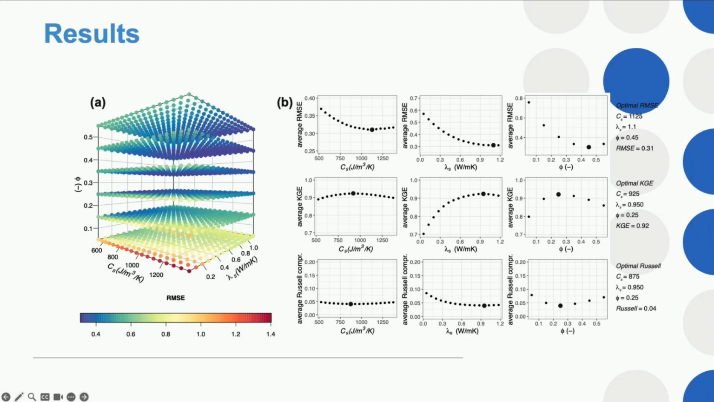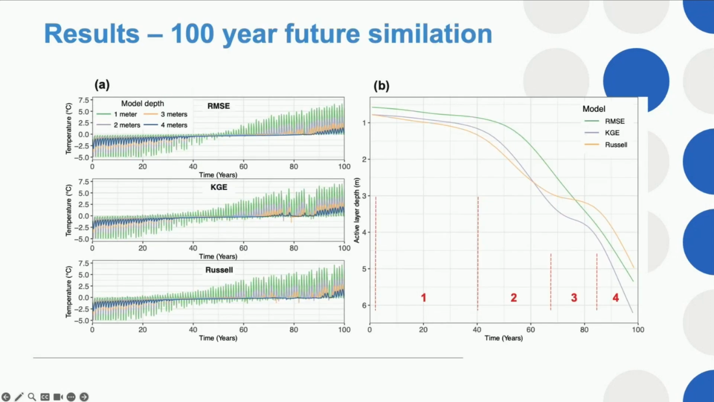So then our next reasoning was, so okay, we get different optimal values to simulate the same thing. What happens if we would then simulate a hypothetical scenario of temperature increase over permafrost using these three different parameter spaces, and just look at how the active layer of a permafrost area might develop over time.